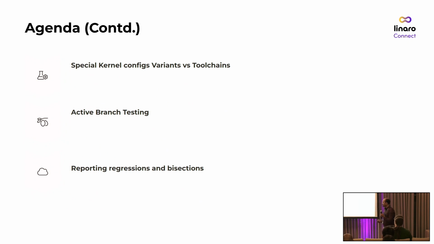Then the active branches, and mainly reporting regressions and bisections: how our tools are being developed to detect regressions early and send out reports, as well as the bisection processes. There are a couple of bisections, for boot and for test. This is mostly an interactive session, so stop me anytime if you want. We'll deep dive into it.